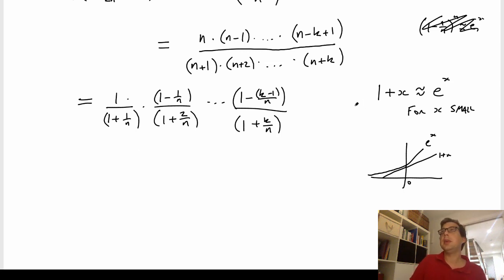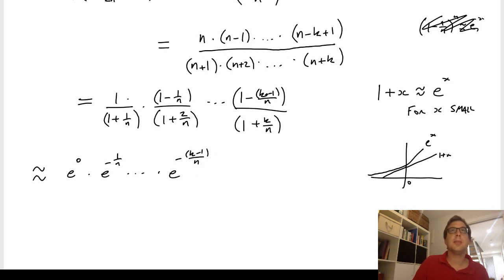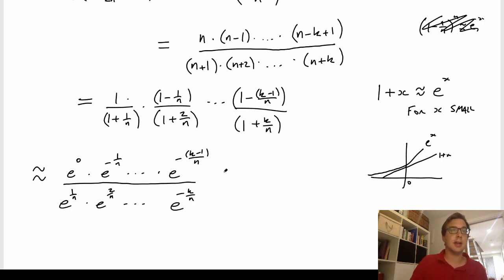Anyway, if you can believe me that this is going to be a good approximation for us, then I can approximate each of these terms. So here I'm going to get e to the 0, then e to the minus 1 over n, all the way up to e to the minus (k minus 1) divided by n. Then I'm going to divide it by e to the 1 over n, and this term e to the 2 over n, all the way up to e to the minus k divided by n.